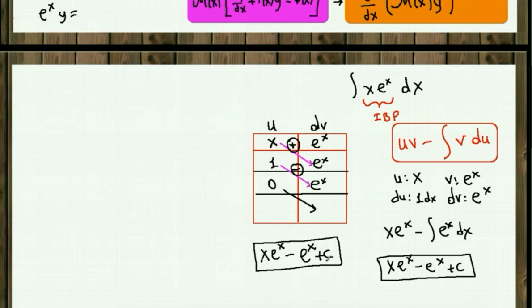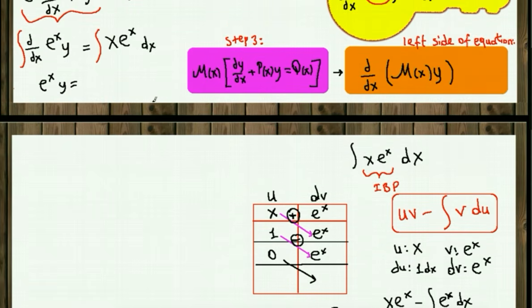Now we're going to take this integral and write it in our question. So that was x e to the x minus e to the x plus c. And we put the constant c on the x term side. This is our implicit form answer. So this is the implicit form.